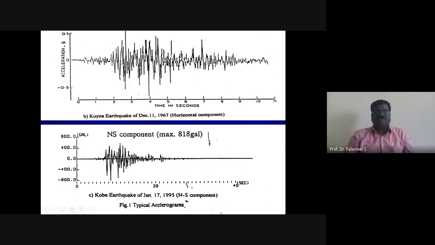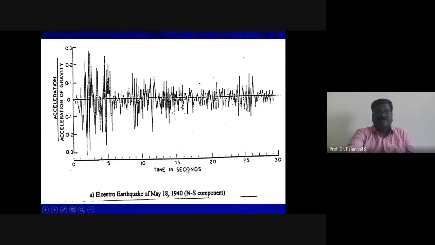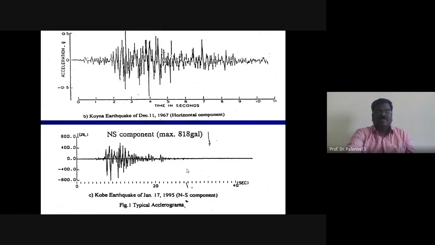The other famous signatures are the Koyna earthquake of 1967 and then the Kobe earthquake of 1995. These signatures are widely used. They are called time histories, in the time domain. The abscissa is time in seconds. So that is why the signature is called a time history, and we also do time history analysis. We feed this data, this signature, into the software simulation.